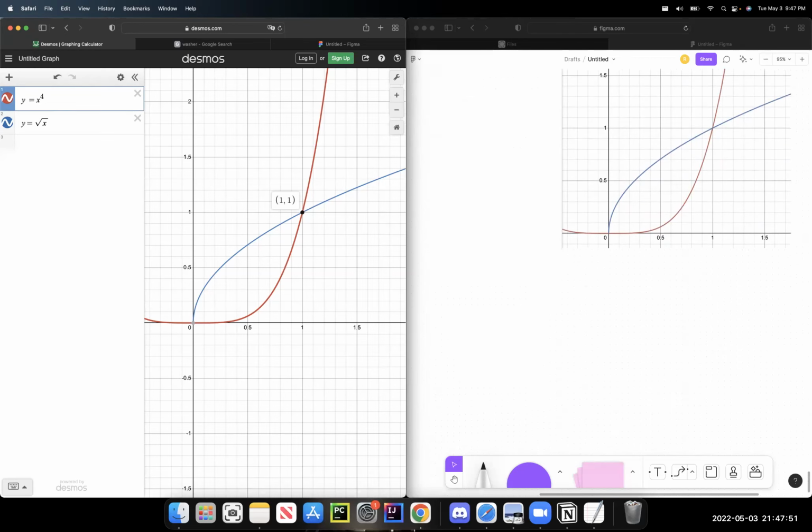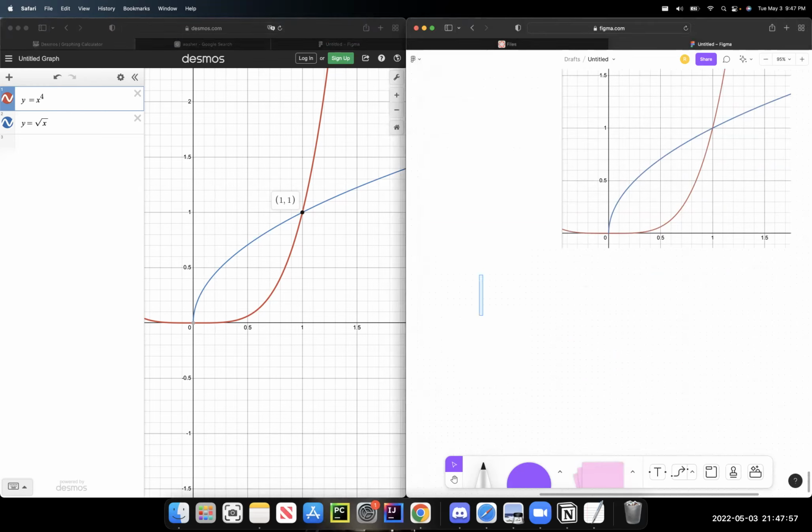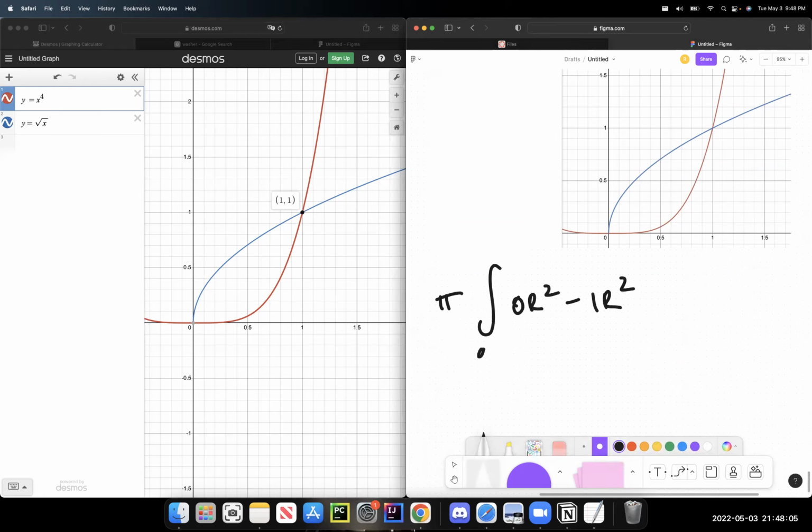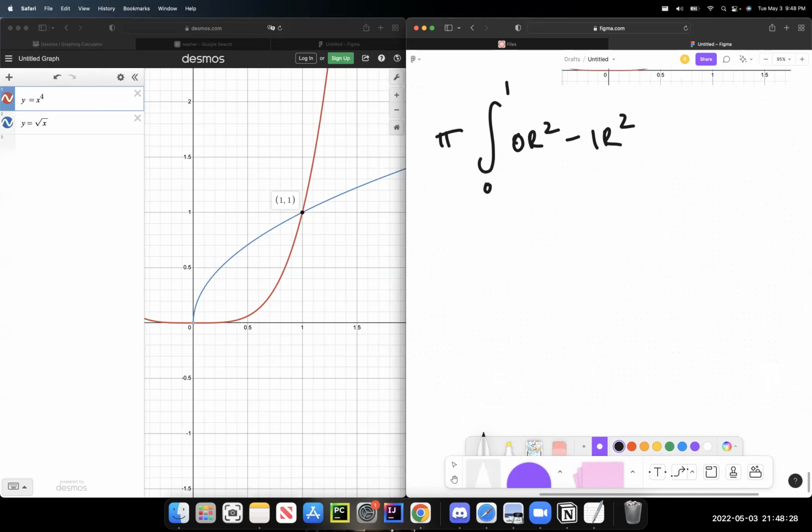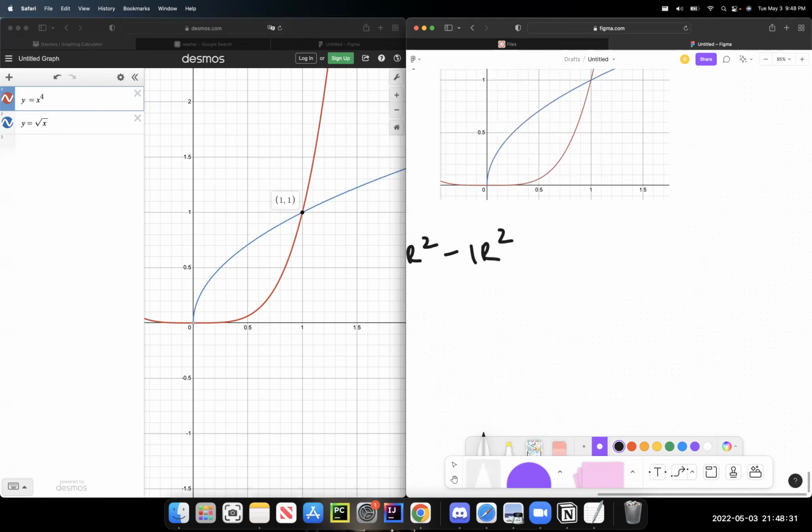But nonetheless, this is a washer problem. We have two functions. And since it is a washer problem, we do the integral of the outer squared minus the inner squared, and then we multiply that by pi from a to b, which we know is 0 to 1. You can take x to the fourth equals under root x, and then solve for these bounds. You'd have x to the sixth equals x, and then you would eventually reduce this down to being 0 and 1.